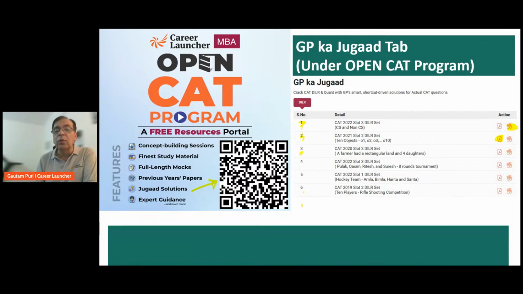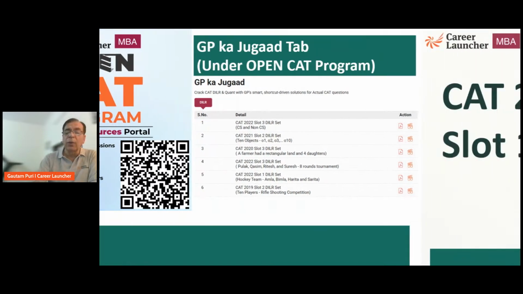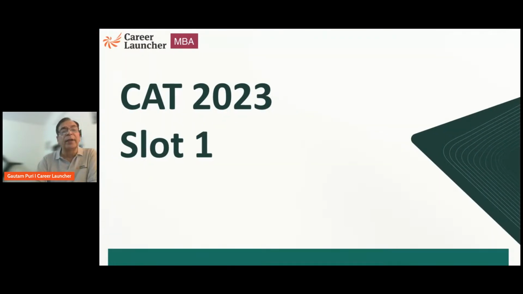So for this session also, I hope you have downloaded the PDF. If not, please quickly scan this particular QR code, go there and download it, because if you are not solving it yourself, then you are going to waste your time. Ultimately, you have to solve it first and then come back and see what it is that I'm doing, so that you will be able to pick up the nuances of what I'm doing. So let's move forward and look at this particular data set from CAT 2023.